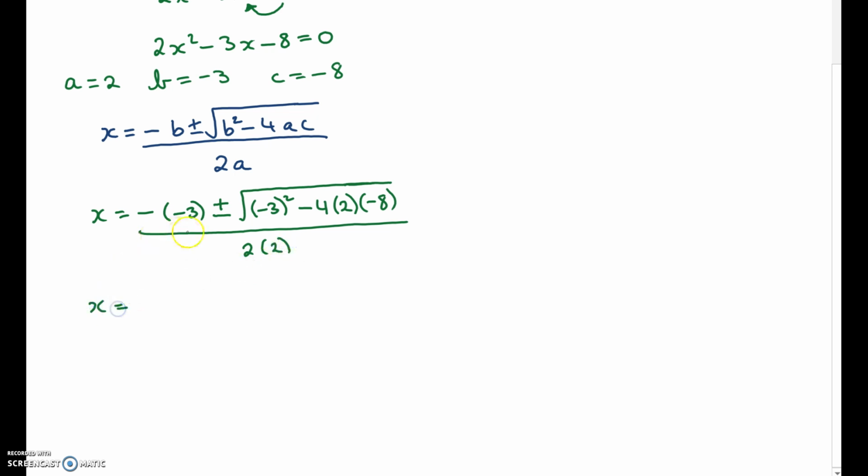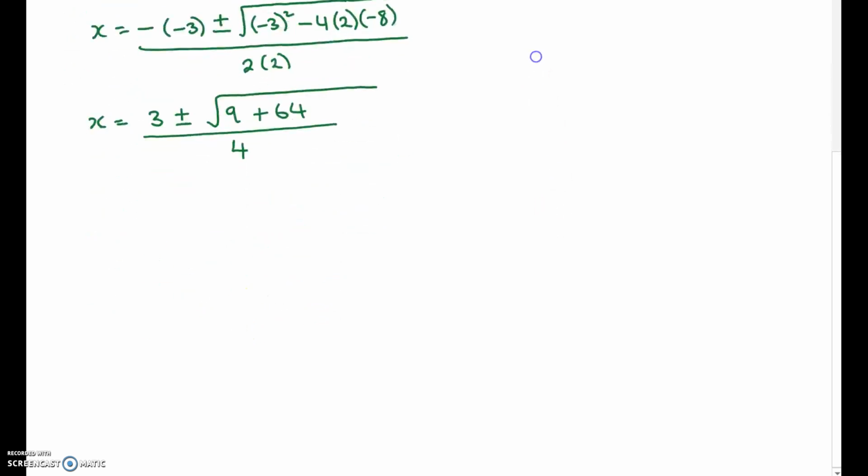Well, that's going to give you minus negative 3, which is plus 3, or just 3, plus or minus the square root of negative 3 squared. If you do it in your calculator, remember to put the minus inside parentheses. It's going to give you 9. Now, negative 4 times 2 is negative 8, and negative 8 times negative 8 is positive 64. All over 2 times 2, which is 4. And that gives you x is equal to 3 plus or minus the square root of 9 plus 64, which is 73, over 4. Now we don't know what the square root of 73 is. It's not a perfect square.